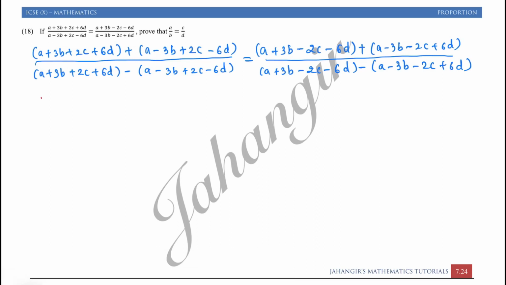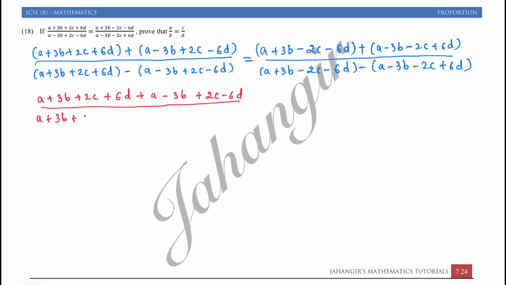You can write the reason for that. a plus 3b plus 2c plus 6d plus a minus 3b plus 2c minus 6d, upon, in the denominator you have to be very cautious while removing the bracket. Here I have minus a minus minus 3b plus minus 2c. See, when I am solving this, all signs in the bracket will change accordingly.